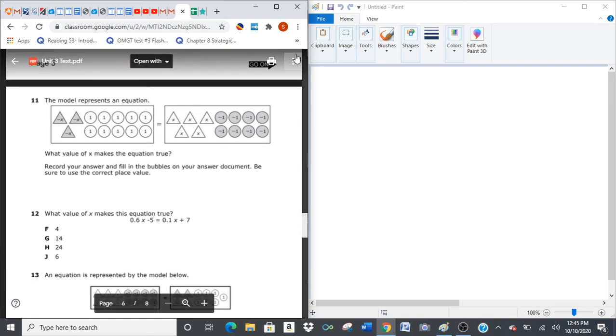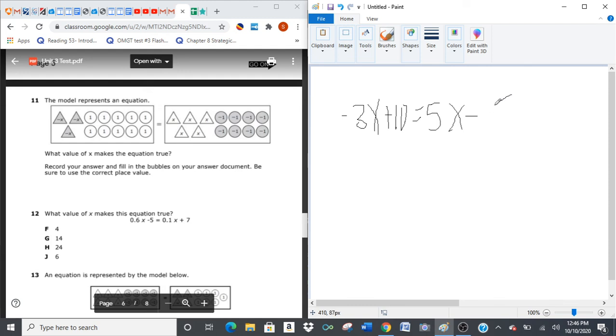So number 11, don't get fooled by the little chart thing, by the model. So this says negative x, negative x, negative x. So there's 3 negative x's, so that's going to be negative 3x. How many 1s are there? 1, 2, 3, 4, 5, 6, 7, 8, 9, 10. And they're positive 1s, so it's going to be plus 10. All right. Equal sign. 1, 2, 3, 4, 5, 5x. And there's 8 negative 1s, so it's going to be minus 8.